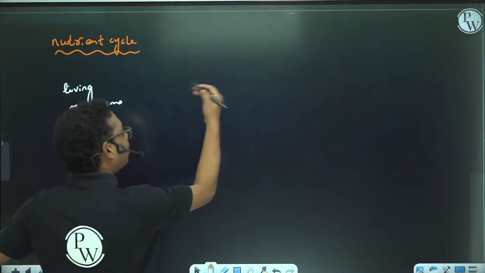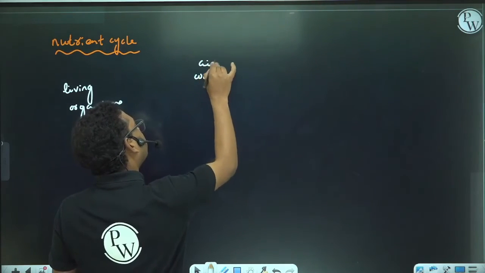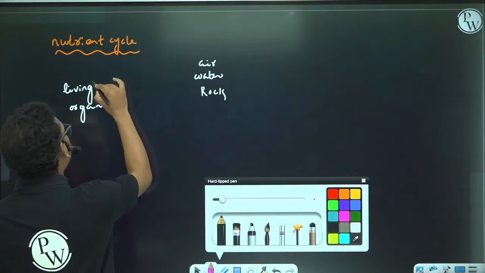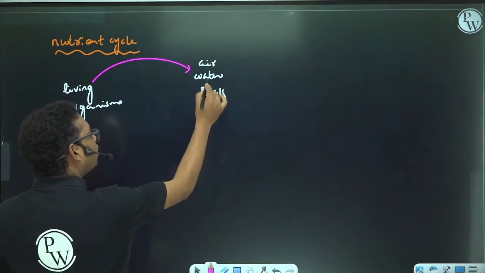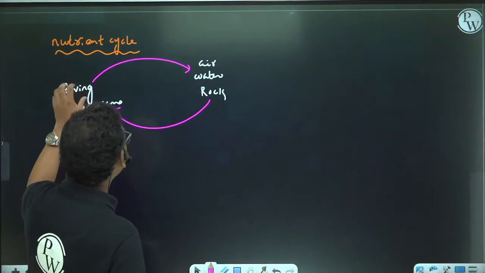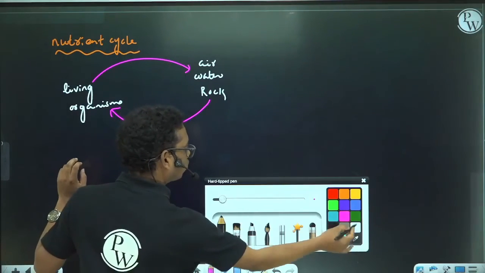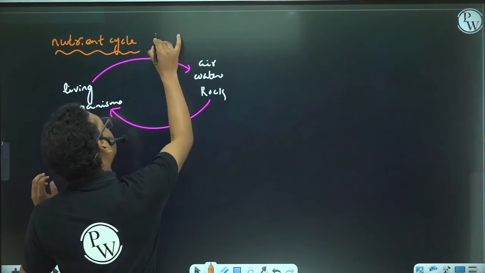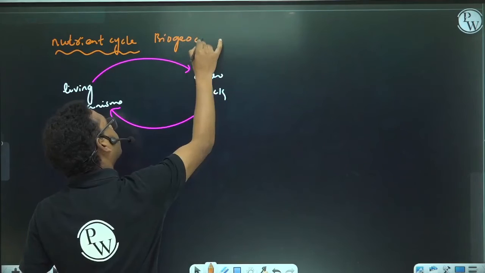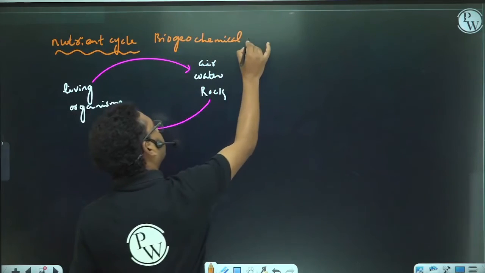So this nutrient cycle takes place between living organisms and other parts, like water, or air, or rock. Some nutrient will be transferred from living organisms to these components, or from these components to the living organisms. So this is basically nutrient cycling. Because this is taking place between living organisms, I will call this bio. And all these three things can be considered as geo. So biogeochemical cycle, because the nutrients are basically chemical, we call that a biogeochemical cycle.